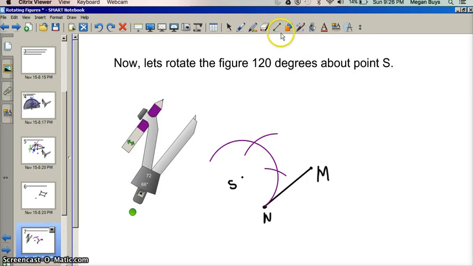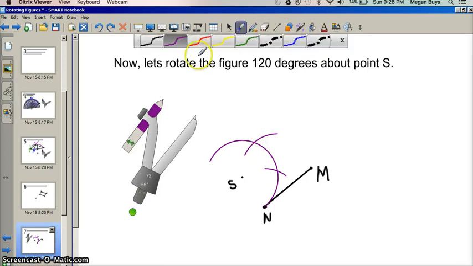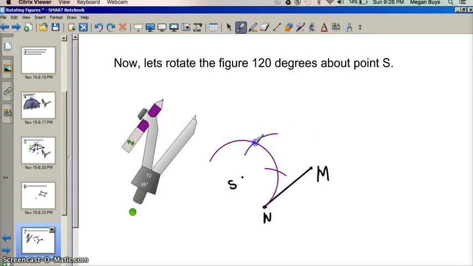So I will just mark right here. This is actually going to be the N prime, because I've done the construction twice now. So 60 would be here, another 60 would be here, so 60 plus 60, 120.